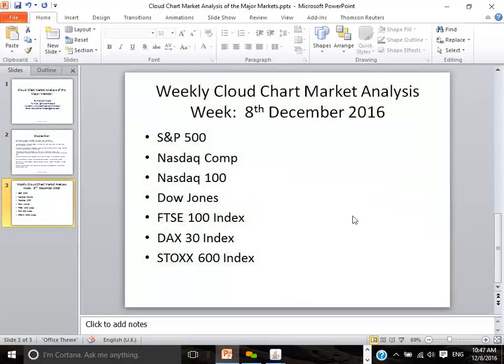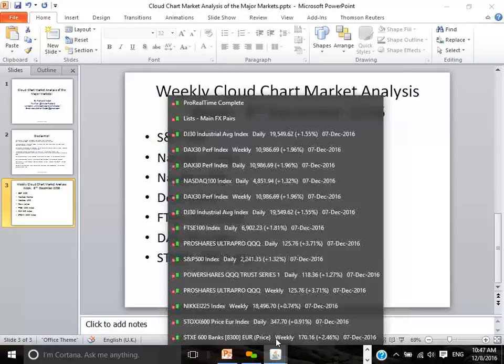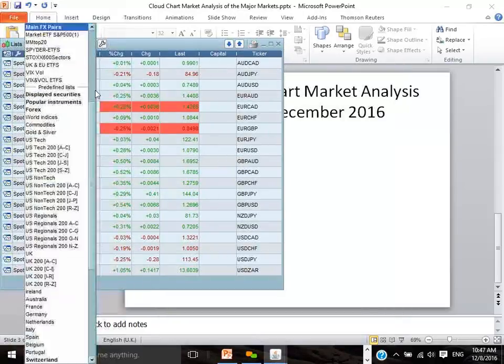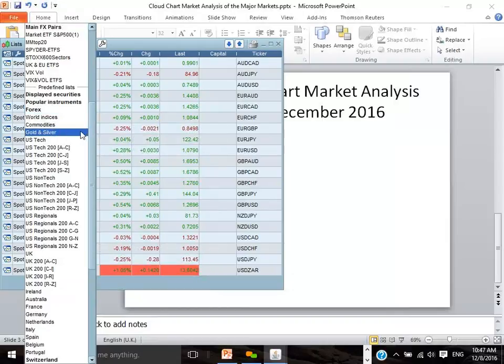On the agenda today is the weekly cloud chart market analysis for the 8th of December. We're going to look at the S&P 500, the Nasdaq Composite, Nasdaq 100, the Footsie, the UK market, the DAX, and then the STOXX 600, which is very much the entire 80%, 85% of the European market, just to see where things are. We're going to pop over to the Pro Real-Time platform and I'm going to load my big picture market review list.